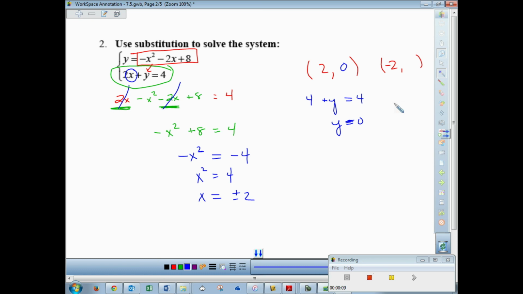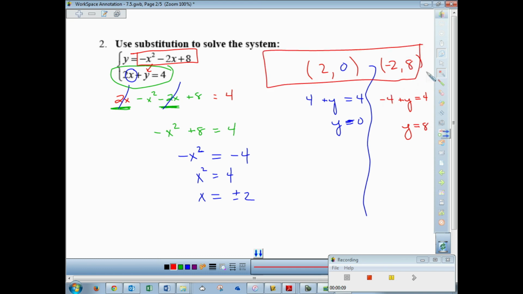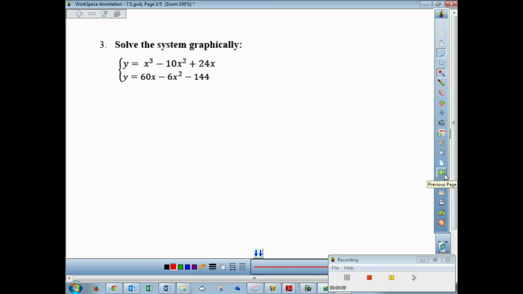Now put -2 in. That would be -4 plus y equals 4, and y could equal 8. So these are my two answers. I solved that system. That parabola and that line intersect in two places. Cool with those? Yeah. How do they want you to solve this one? Graphically. Let's graph both of those.